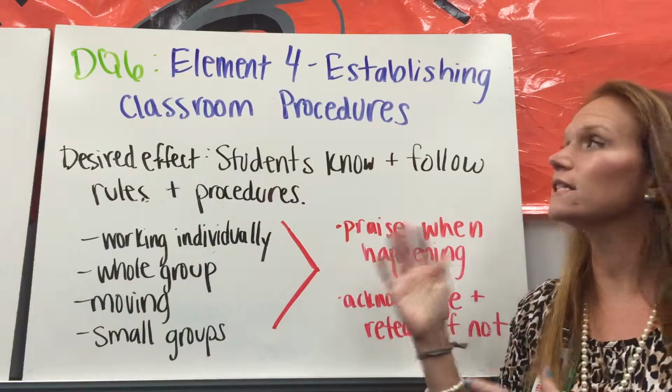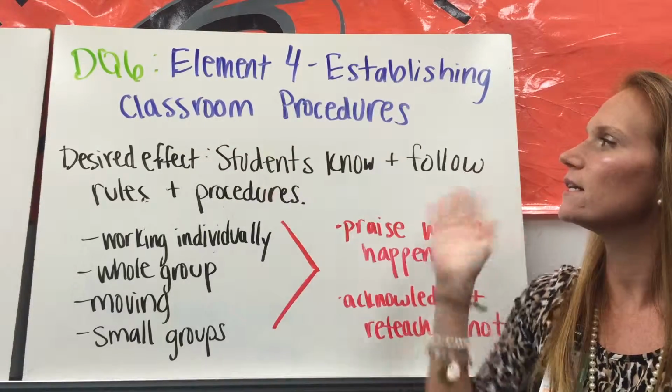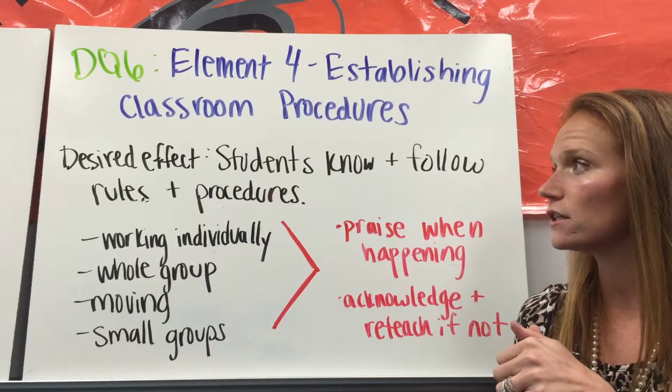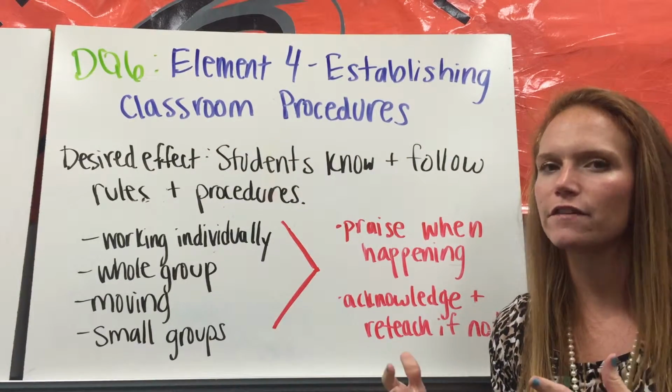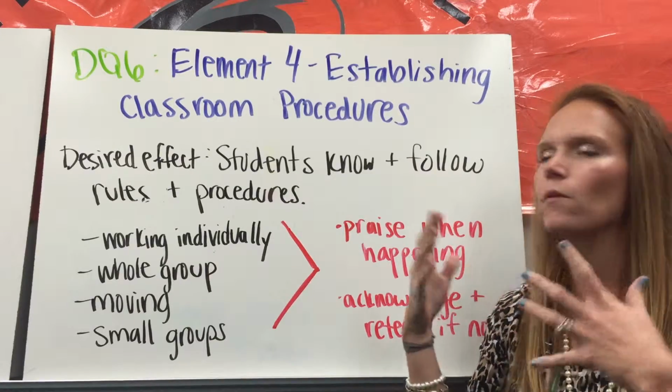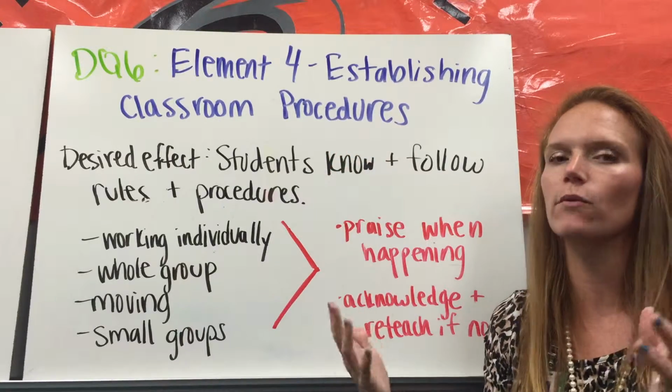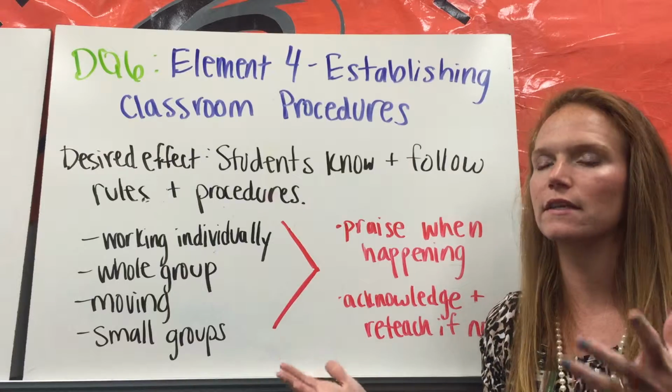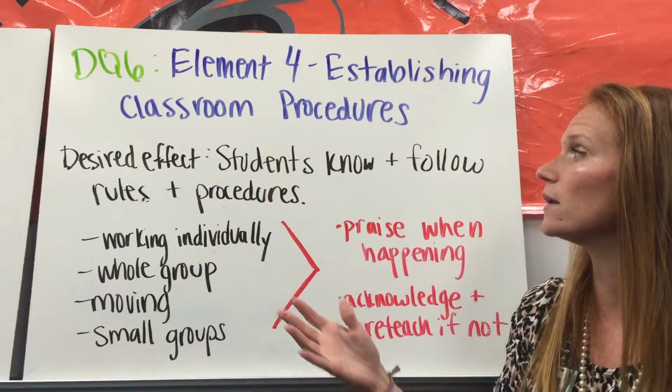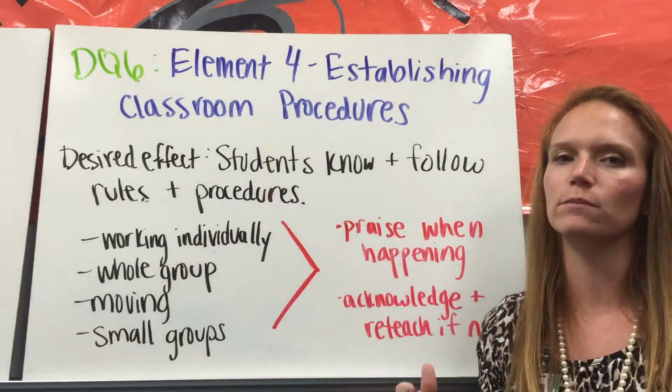Alright, so in domain question 6, the element number 4 is called establishing classroom procedures. The desired effect, now the desired effect is why do we have this element? Why is it so important? What are we wanting to see amongst the students? So the desired effect for this one is that students will know to follow rules and procedures.